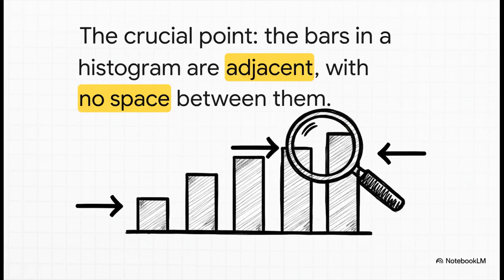Now, here's the dead giveaway, the visual cue you absolutely have to know. Notice how the bars are all touching each other? That is not just a style choice. It's actually the most important feature because it tells you the data is continuous. The 70 to 80 range flows right into the 80 to 90 range. No gaps in the data means no gaps in the chart. It's a small detail, but it means everything.